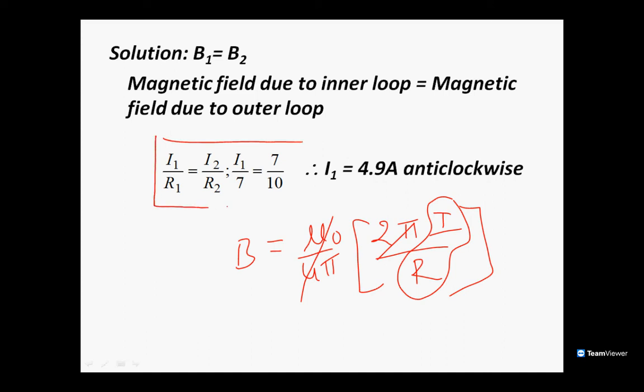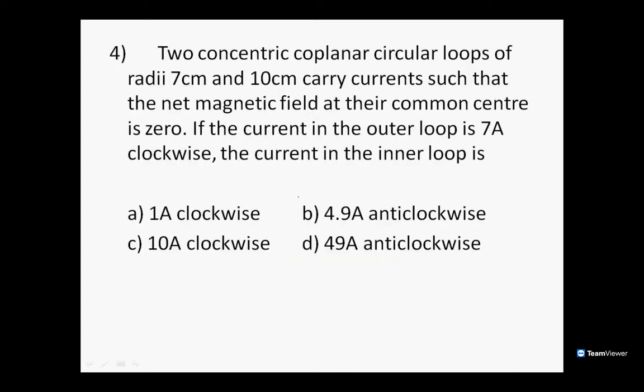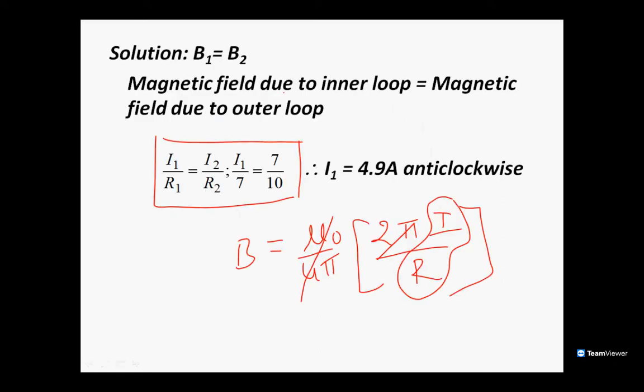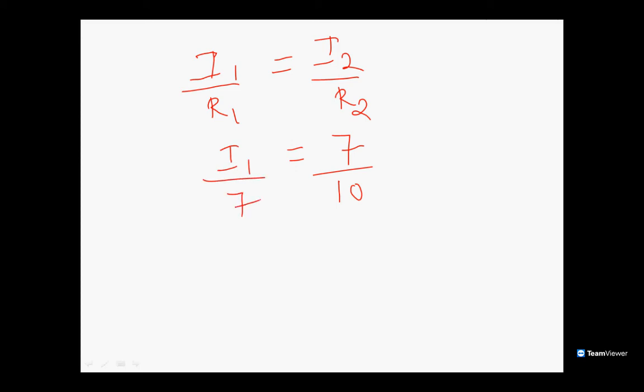I1 divided by R1 equals I2 divided by R2. I know the value of R1. R1 equals how much? It is 7 centimeter. R2 is 10 centimeter. Here, this is the inner loop, and this is the outer loop. Now, substitute here. I1 divided by R1 equals I2 divided by R2. This is the outer loop, already told, 7 centimeter. It is 10, I think. This I1, I don't know. What is the radius here? 7.